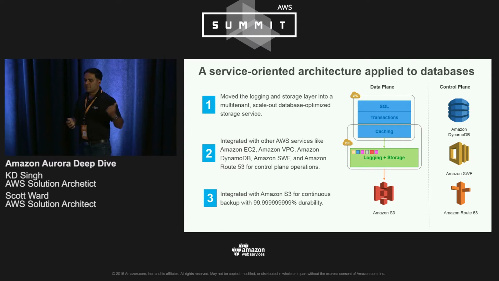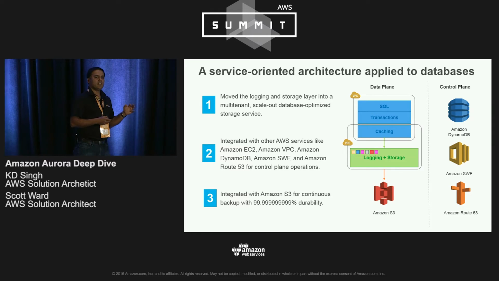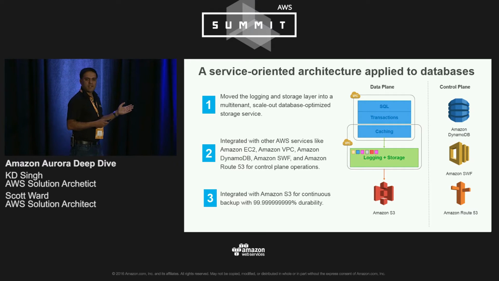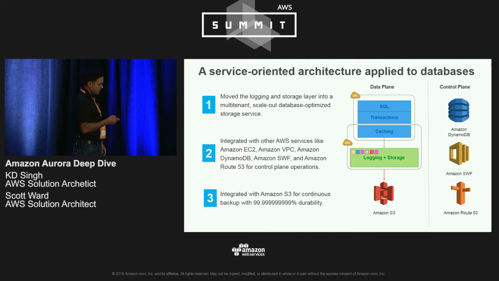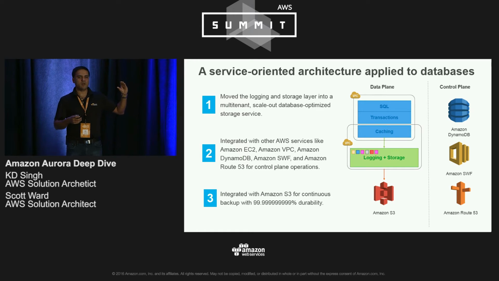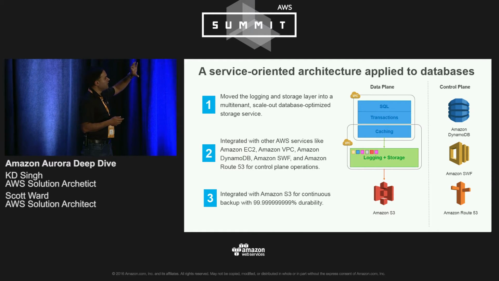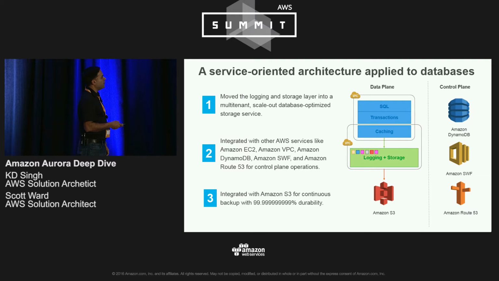So in Aurora, this is the Aurora picture. I'll spend a minute or two on this. What we essentially did was follow the service-oriented architecture design patterns. So again, we have the same stack: SQL, transaction, caching, logging, and storage. But what we have done is we have broken them out. Logging and storage is now a separate system. It's being handled by a separate system now. It's not part of the monolithic stack anymore. And then what we have done is we have done automatic backups to S3.